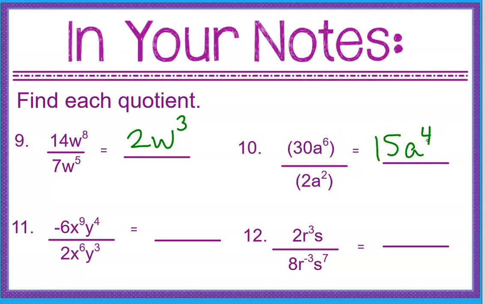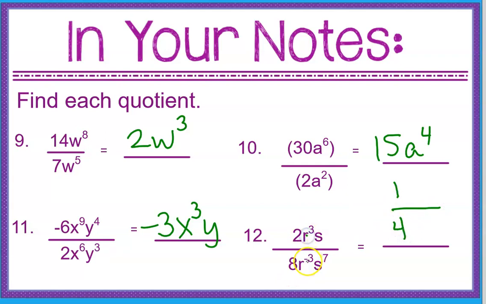We're done. Now we're going to get into some more complicated questions here. Negative 6 divided by 2 is negative 3. X, 9 minus 6 is 3. And 4 minus 3 is 1, so I'm not going to write it. All right, this one is a little bit tricky because 2 cannot be divided by 8, but it can be simplified. So 1/4.